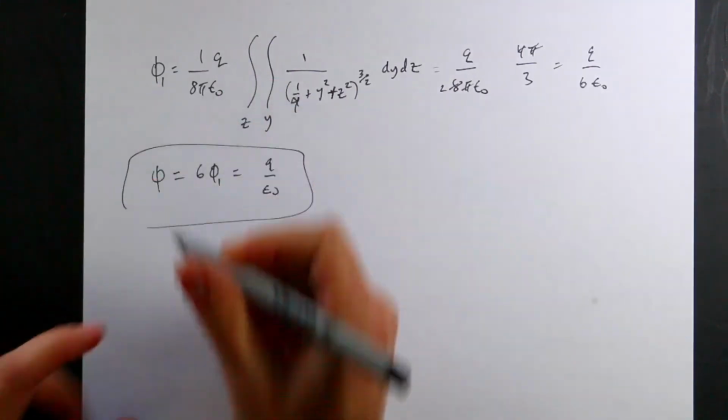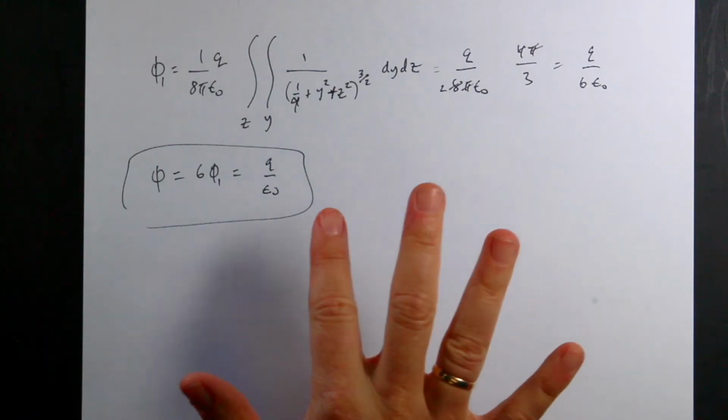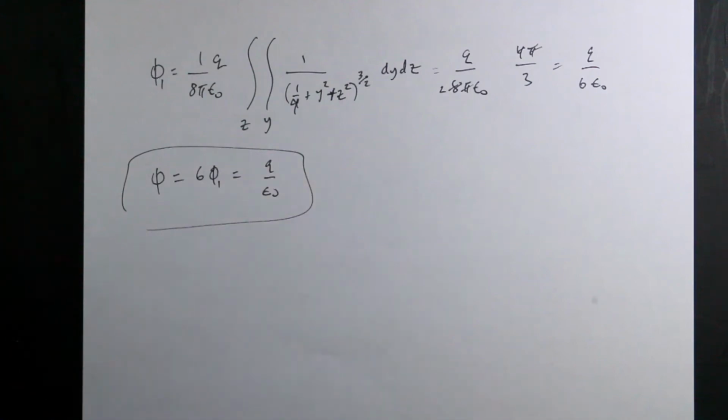And, you know, sometimes I'm even amazed that it even works at all. But it did indeed work. Hoorah for us. So the flux through the cube is the same as the flux through the sphere because they have the same charge inside.